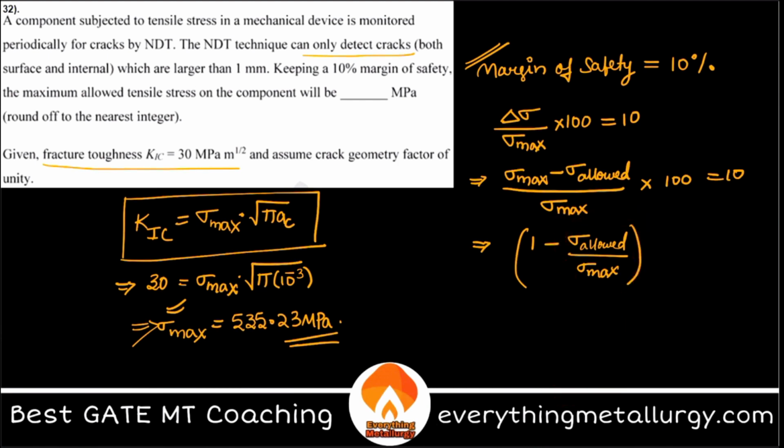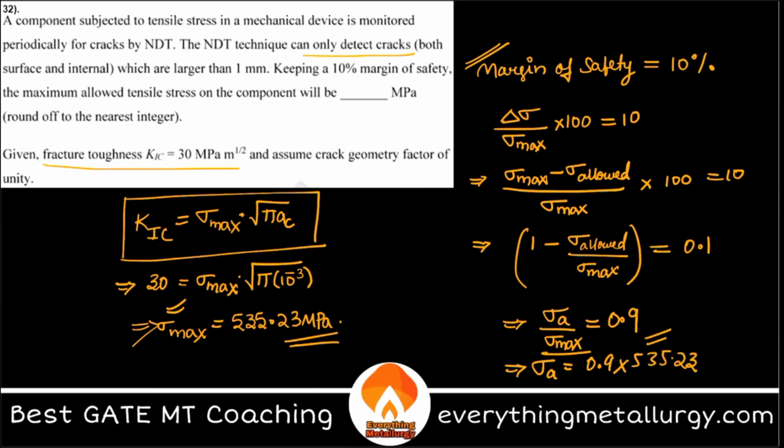Okay, so margin of safety is different, factor of safety is different. On taking 100 on the other side, you get 0.1, right? So this is sigma A by sigma max equal to how much? 1 minus 0.1, that is 0.9. Therefore, sigma A equal to 0.9 into my sigma max, which is 535.23. So again on doing it, you get something about 481.71 MPa, right? So again, see, about the nearest integer they asked. So it is 482, right?